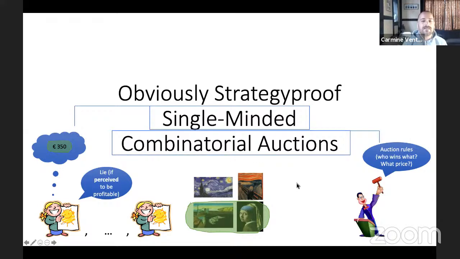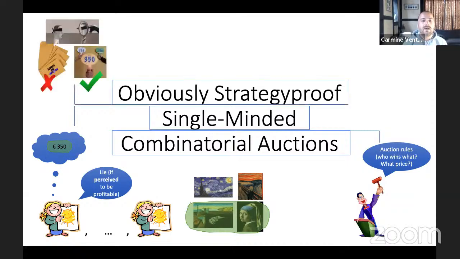The single-minded means that these bidders are really only interested in one set of items. So this particular girl over here only wants this green set. She values this bundle at 350 euros. And as I said before, she might think it's better for her to declare a different valuation, a different number, or even a different bundle. Now, you might all be familiar with single-minded combinatorial auctions. Now comes the major novelty of this work, which is about obviously strategy-proofness.